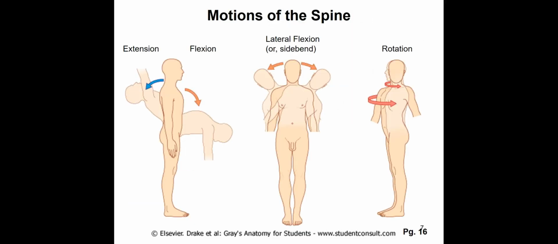Again, the motions of the spine are in the sagittal plane, the frontal plane, or the coronal plane, and the transverse plane. We have flexion and extension in the sagittal plane, we have side bending in the frontal coronal plane, and we have rotation. And all the muscles in the deep back, they're going to work together to help contribute to these motions in the trunk.